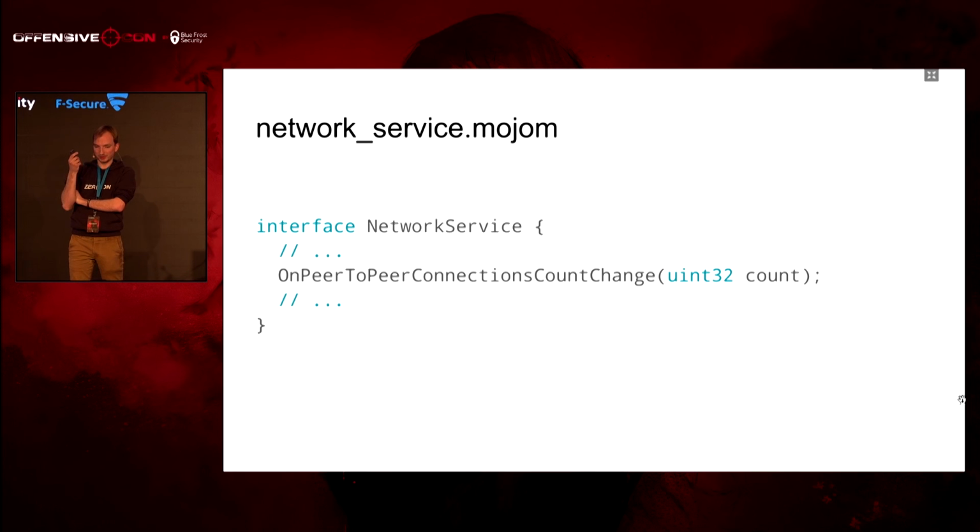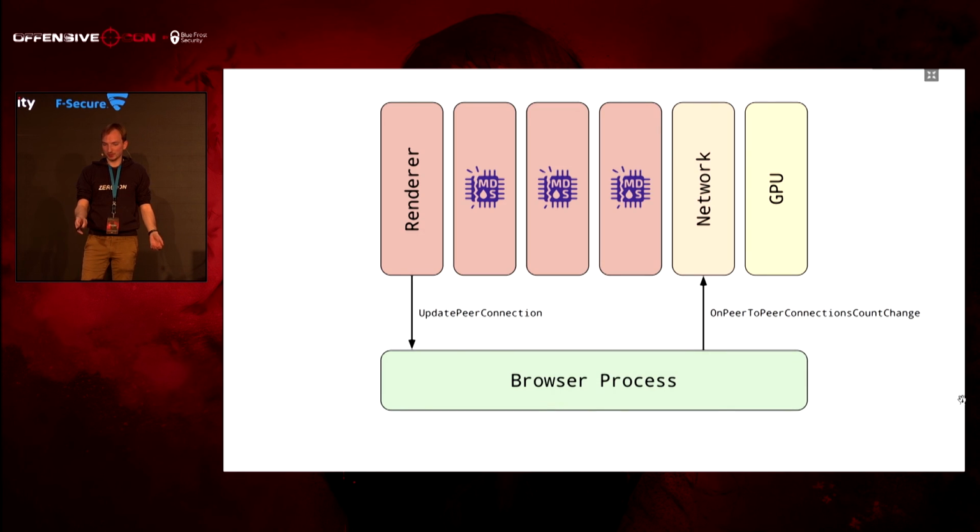So now, how do you trigger a connection from the browser to the network service? Well, you look through the network service interface, and then you see this method, on peer-to-peer connection count change, which sounds like something we could control, right? Peer-to-peer connection sounds like something happening in the renderer. So if we tell the browser, hey, this connection count changed, maybe it will forward it to the network service. And this is exactly what's happening.